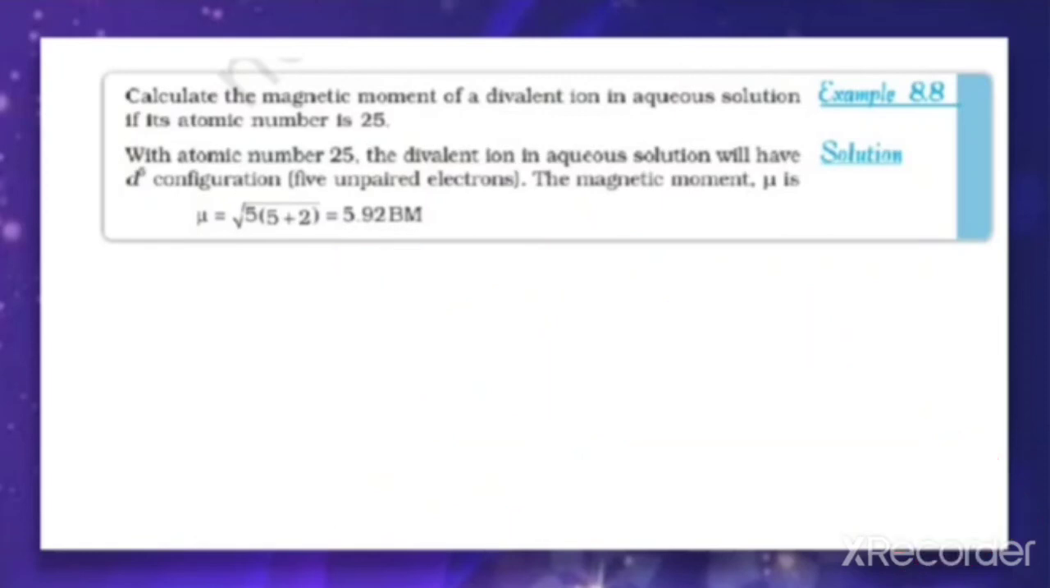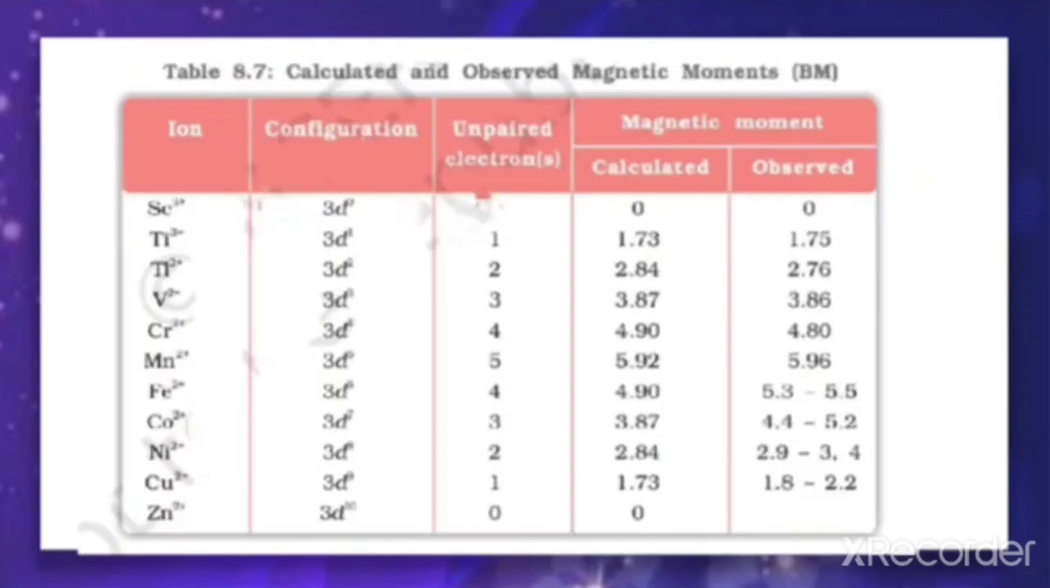So what type of questions will be asked? The question can be in this way, or sometimes two ions will be given and it will be asked which one has more magnetic moment. For example, titanium 3 plus and titanium 2 plus will be given, which has more paramagnetic character. You can find out which one has a greater number of unpaired electrons, that will have a greater magnetic moment. So when you compare these two, which has the greater magnetic moment? That is titanium 2 plus.